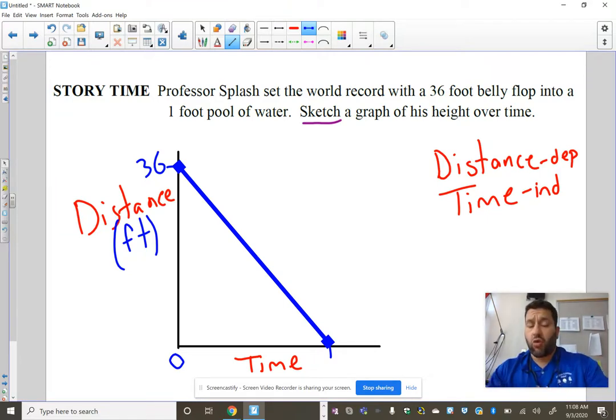Now, if we actually had to draw it, we'd have to be more specific. We'd have to find actual data. But here, we're just showing the basic path that he would take.